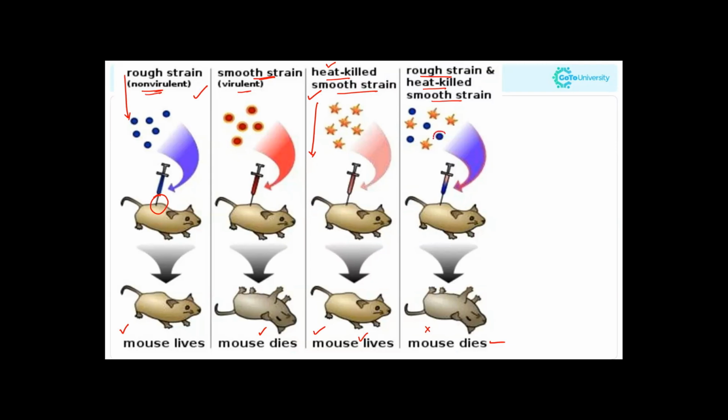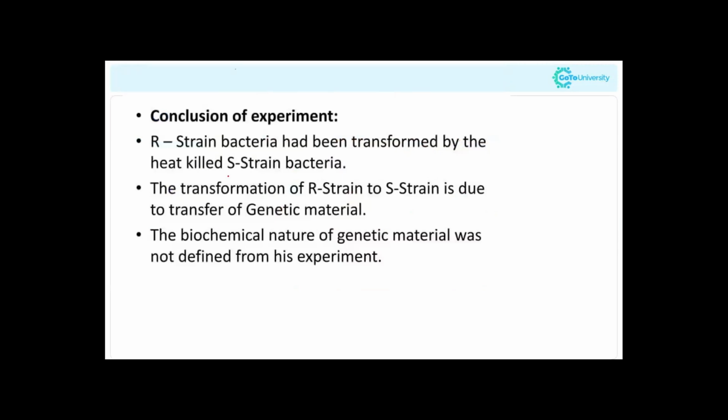Actually, the rough strain was not virulent. Somebody changed them. That means the heat-killed smooth strain had some molecule, some material inside it which converted the rough strain to smooth. Now, what did they understand? The R strain bacteria had been transformed by the heat-killed S strain bacteria. The transformation of R strain to S strain is due to transfer of genetic material.